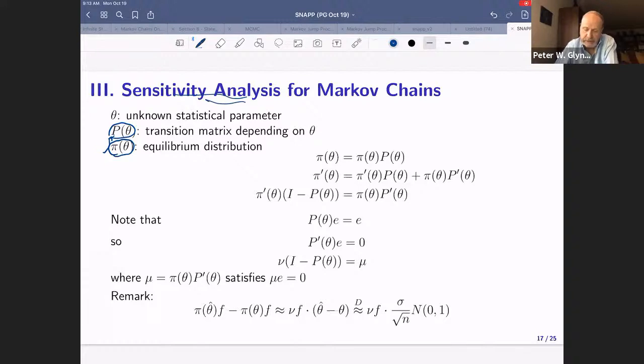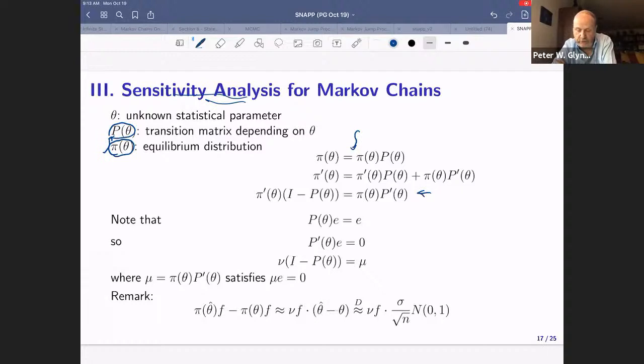So if you want to formally understand what system of equations you need to solve, you just start off with the equilibrium equations depending on theta. Just formally differentiate both sides. We get the second line on this slide. Bring the unknown pi prime of theta over to the left-hand side. We get the third line.